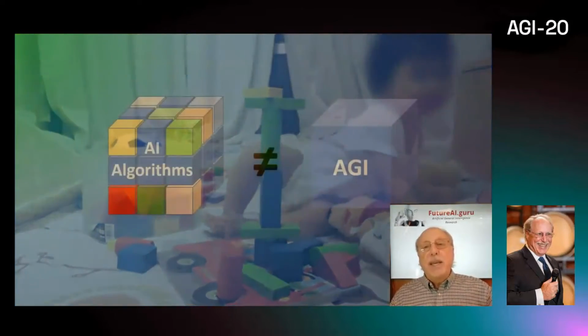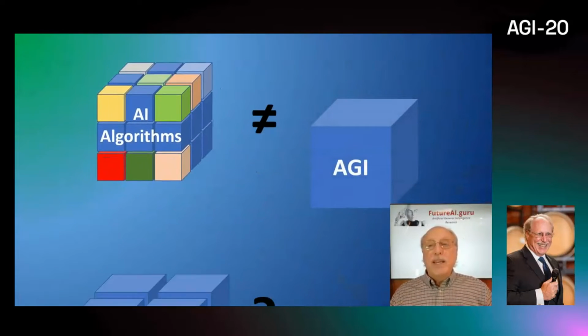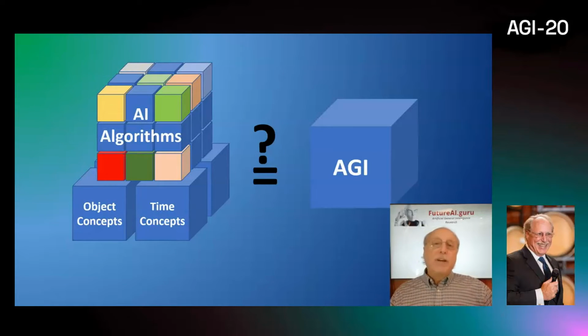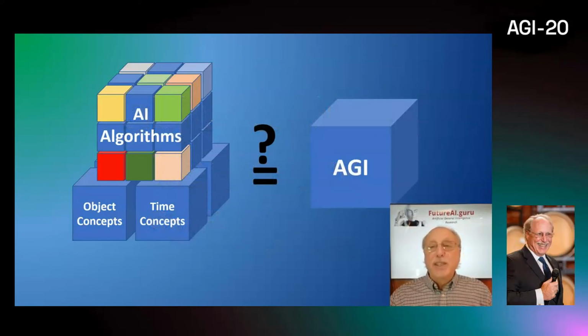I see these basic capabilities common to any 3-year-old are missing from today's AI and are fundamental building blocks for AGI. Concepts such as physical objects and time I see as necessary components. Whether they are sufficient to create AGI remains to be seen.